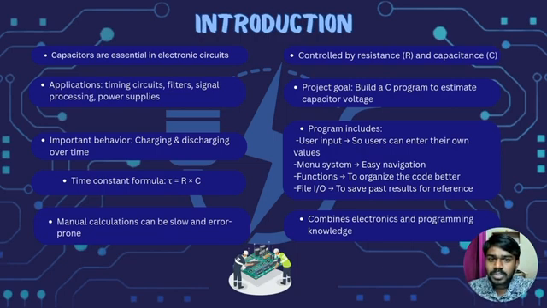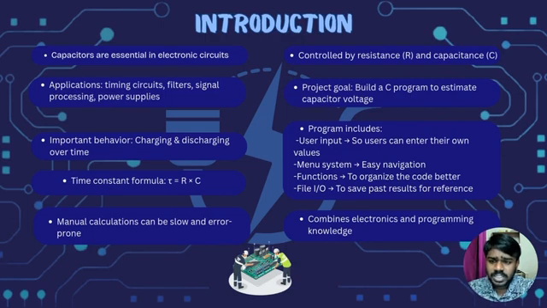For the important behavior, which is charging and discharging over time, capacitors don't charge instantly and they take time. For the formula, we use the time constant formula, which is tau equals R multiplied by C, where R is resistor and C is capacitor. It is used to calculate how long the charging or discharging takes.